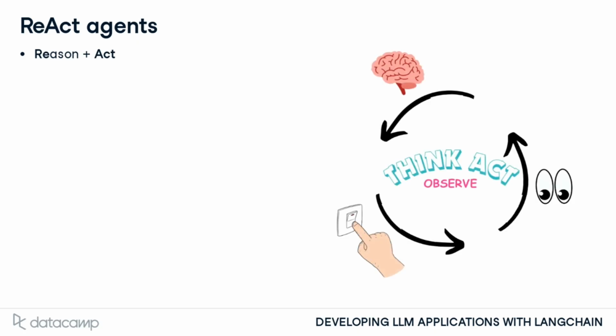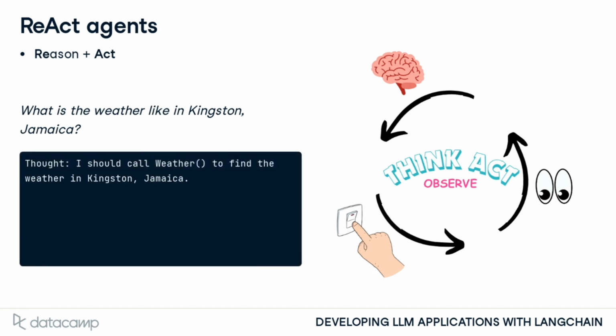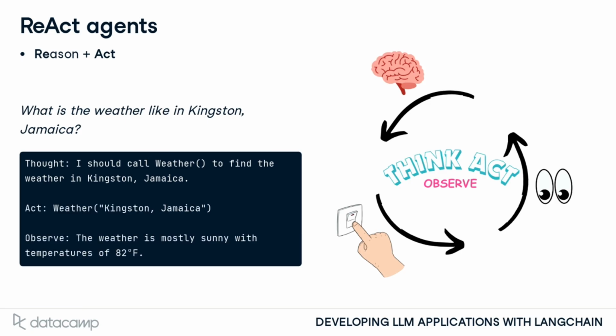It prompts the model using a repeated loop of thinking, acting, and observing. If we were to ask a React agent that had access to a weather tool, "What is the weather like in Kingston, Jamaica?" it would start by thinking about the task and which tool to call, call that tool using the information, and observe the results from the tool call.